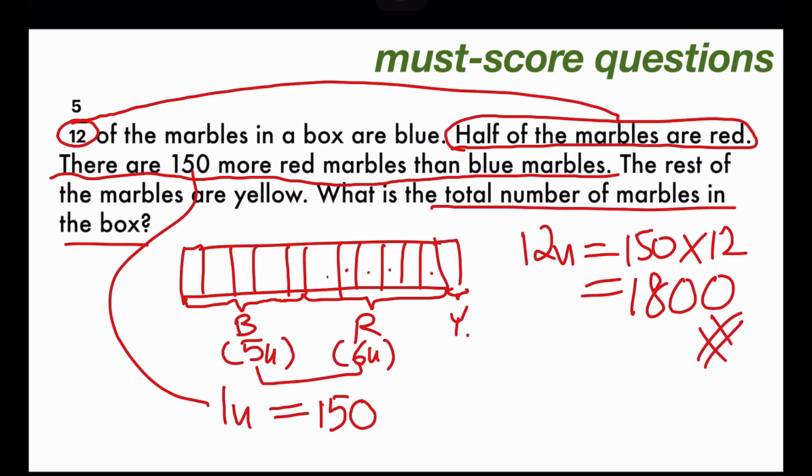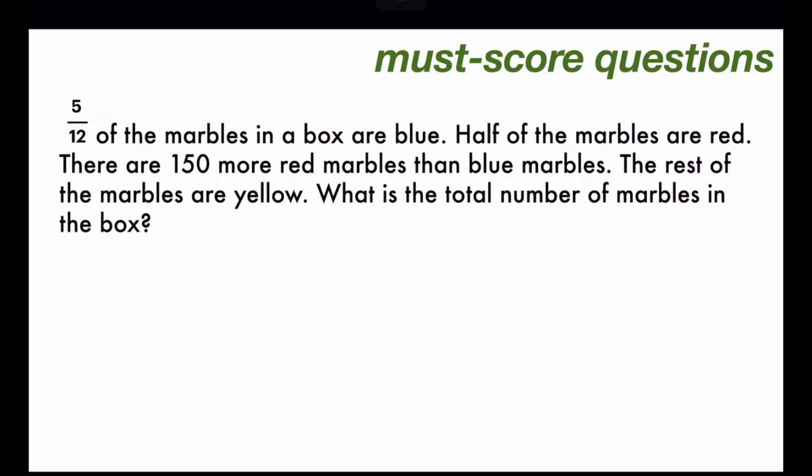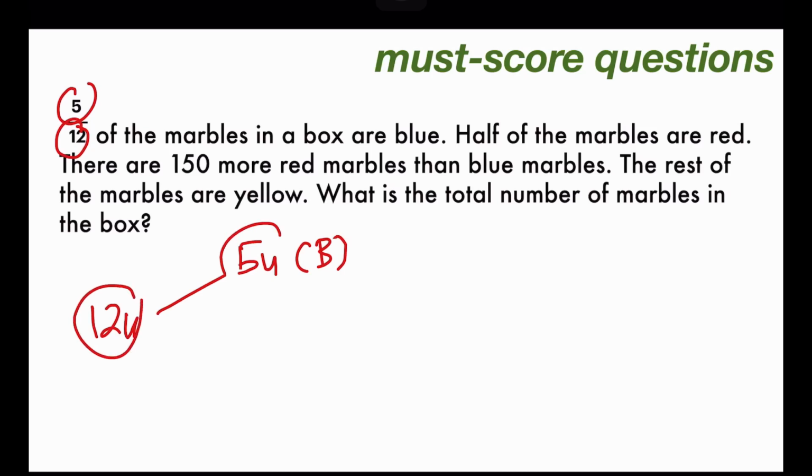Okay, if you find that drawing the model is tedious, there is another way. So let me go through the second way. 5/12 of the marbles in the box are blue, and just now, like what I've mentioned, 12 units is the total, so I'm going to use branching. 12 units, so 5 units are blue. So 5 units here, and I'm going to write blue here. Since I know 5 units is already there, this is something like a number bond. I'll be left with 7 units for the rest of the colors.